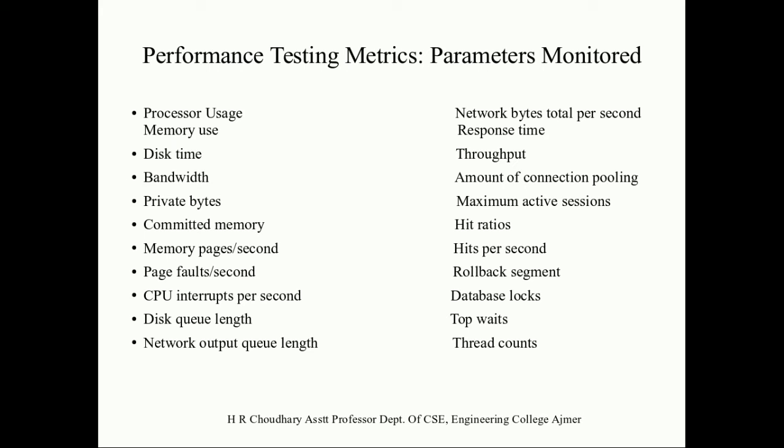Then we look at the throughput, the rate at which the computer or the network receives requests per second. This is also a parameter which we monitor during the performance testing. Then we move to the amount of connection pooling. This is also important: the number of user requests that are met by the pooled connections. The more requests made by connections in the pool, the better the performance will be.